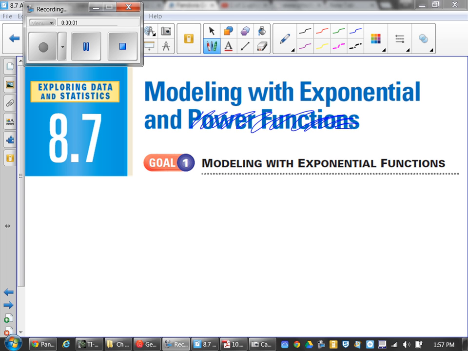Exponential functions were... power functions were ax to the b, whereas exponential growth... yeah, we're just going to do exponential stuff.